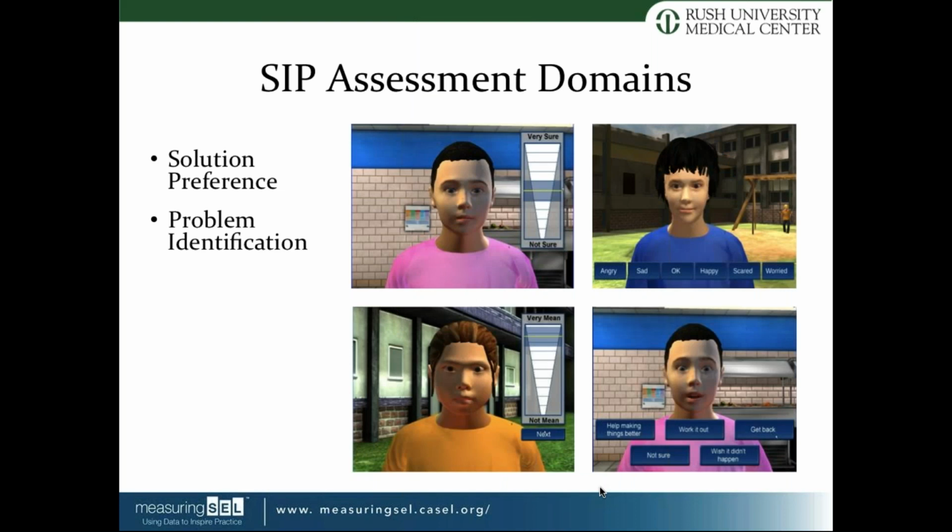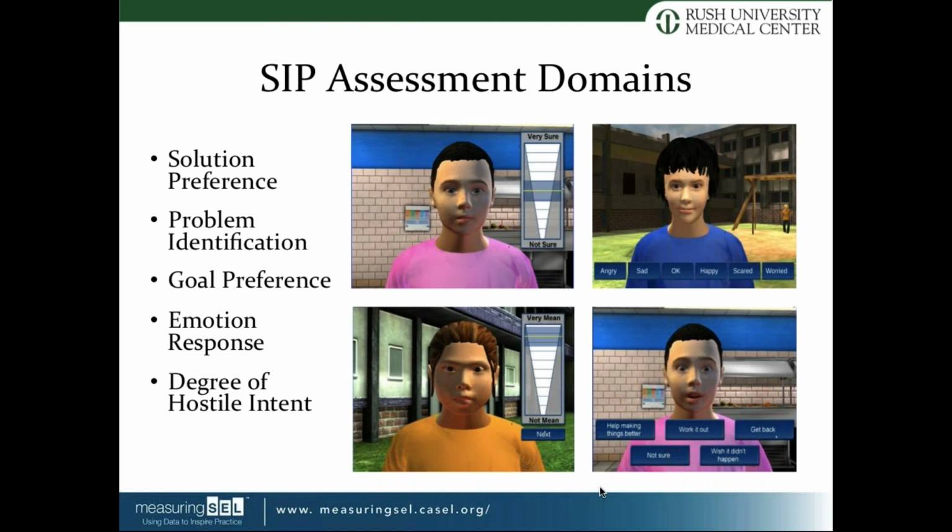Next slide, please. Thanks. So adhering to the Crick and Dodge model of social information processing, the domains that VSIP measures include solution preference, problem identification, goal preference, emotion response, degree of hostile intent, and self-efficacy. Questions are asked within the assessment as part of the story by a peer character that accompanies the child's avatar through the program, which allows for a more seamless experience and also encourages more honest and accurate reporting.